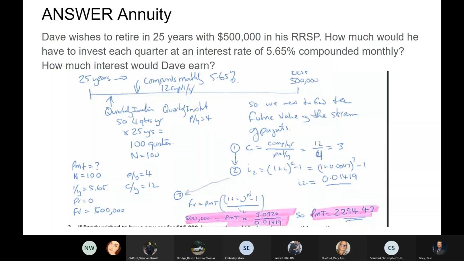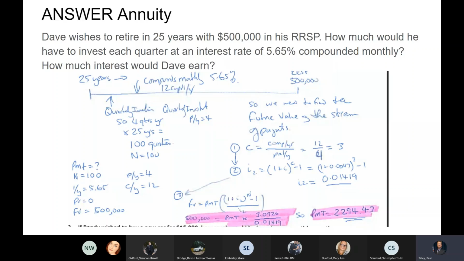which is I2. So I2 is 1 plus I, and I is 0.0047, which is 5.65% divided by 12, to the power of C, which is 3, minus 1, and that'll give us I2 of 0.1419.